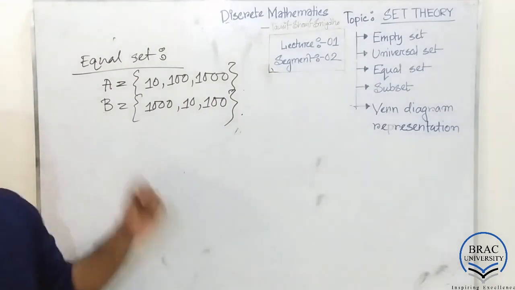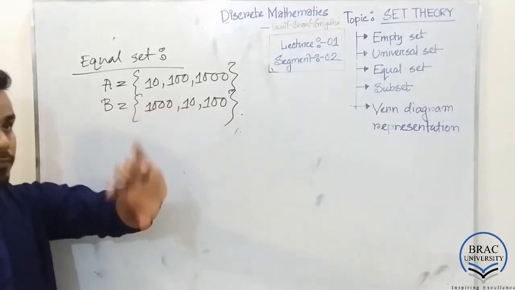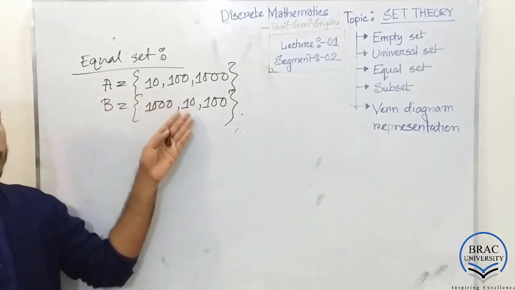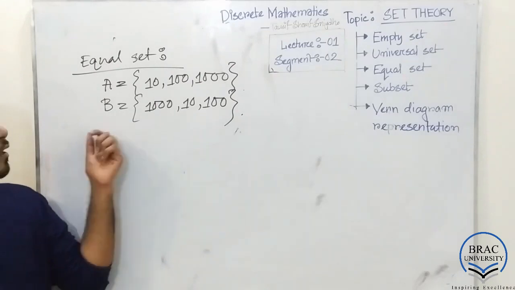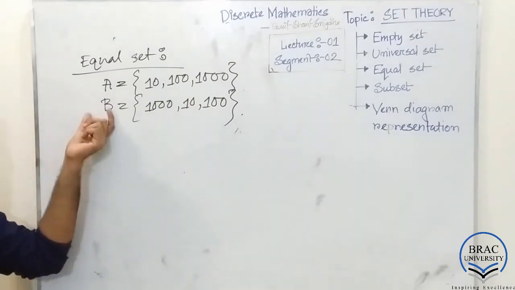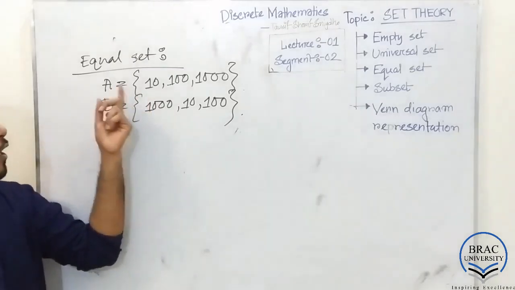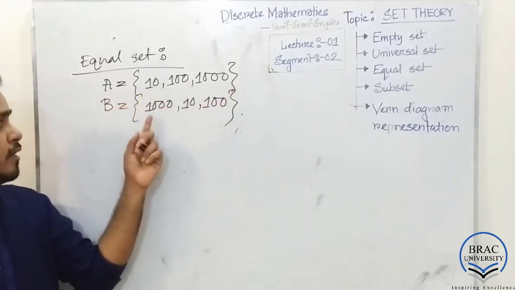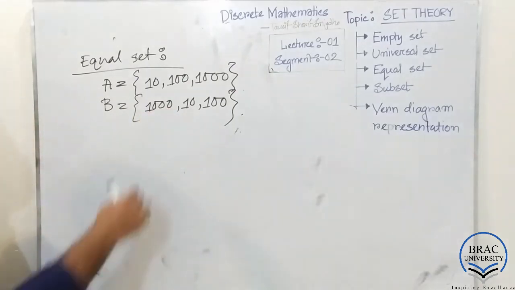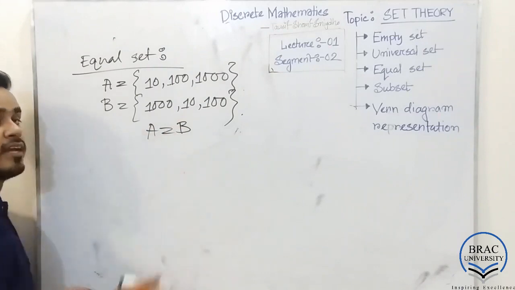So from this example, it can be easily observed that the number of elements of A and B are equal, and that is 3, right? Both of them have 3 elements in them. So can we see if there is any element in B that doesn't belong to A, or if there is any element in A that doesn't belong to B? No. Here 1000, 10, 100. Here 100, 10 and 1000. So all of the elements of A and B are the same. So we can claim here that A equals B. That means set A equals set B.